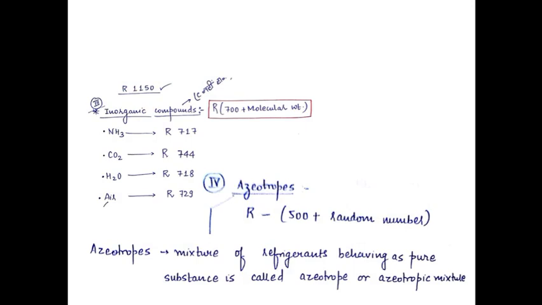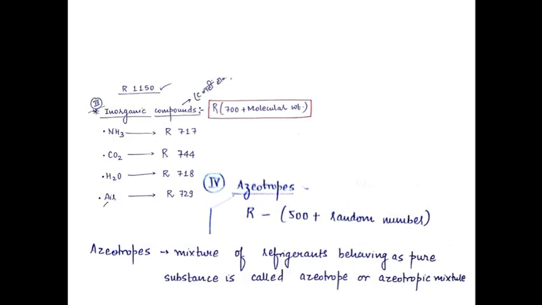One more type is there, write down type 4, azeotropes. This series generally starts with 500. Generally an azeotrope is a mixture of two or more refrigerants. Like we take R11 50%, we take R113 50%. So finally the properties depend on the mixture.